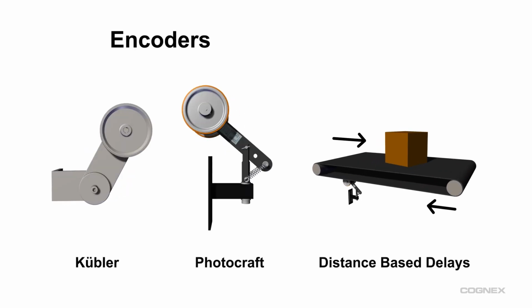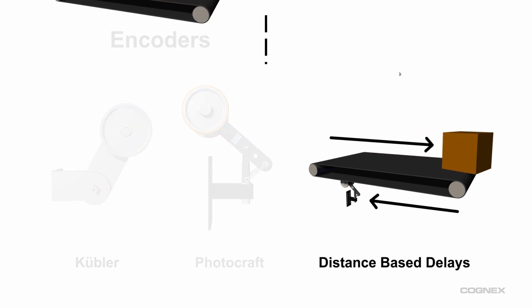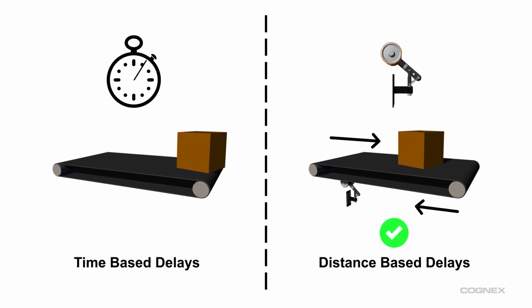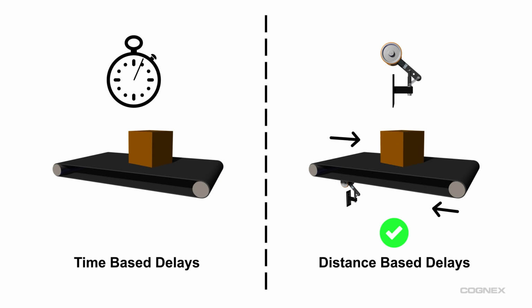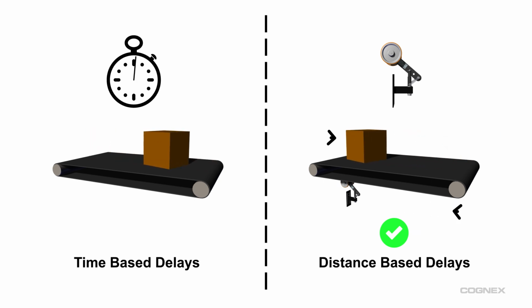Overview. Encoders measure the distance traveled by the belt. Some examples used in Cognex solutions are distance-based trigger and output delays. Distance-based delays are more reliable than time-based delays, and especially useful on belts that change speed or start and stop during operation.